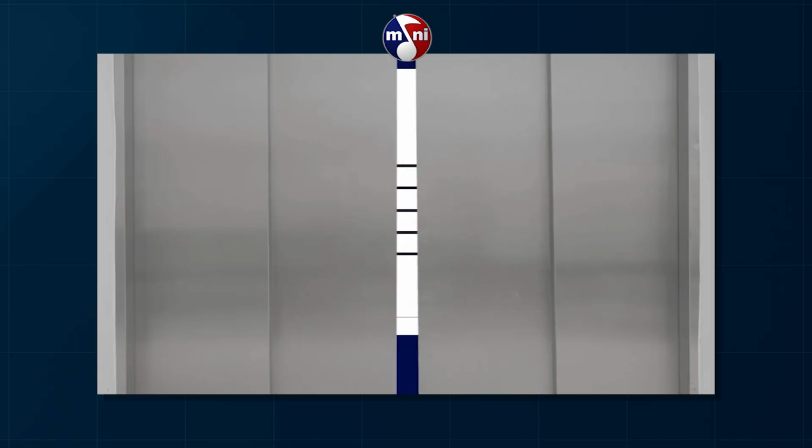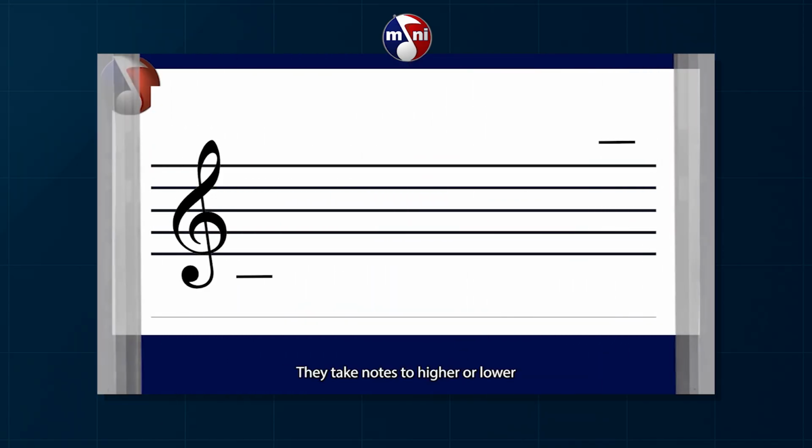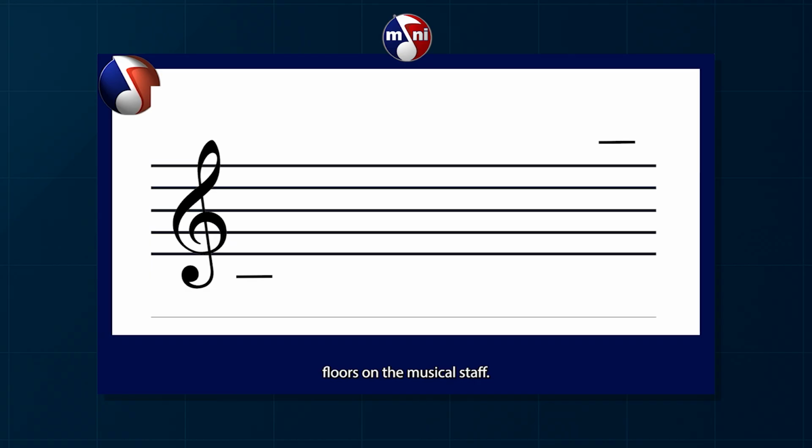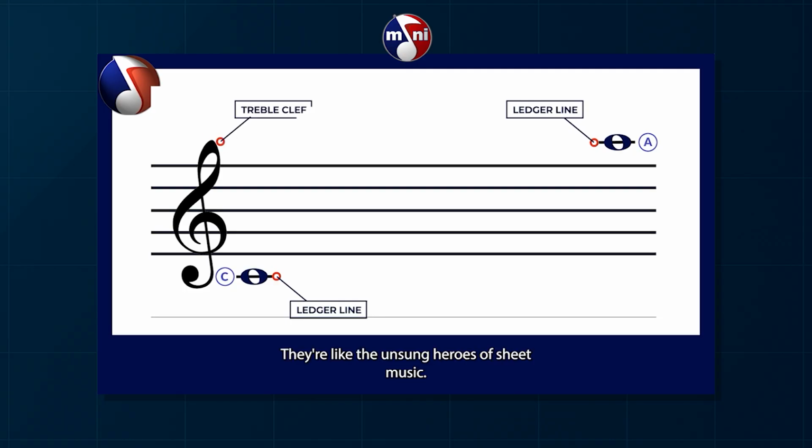Ledger lines are like musical elevators. They take notes to higher or lower floors on the musical staff. When notes go beyond the lines and spaces of the staff, these ledger lines come to the rescue. They're like the unsung heroes of sheet music.